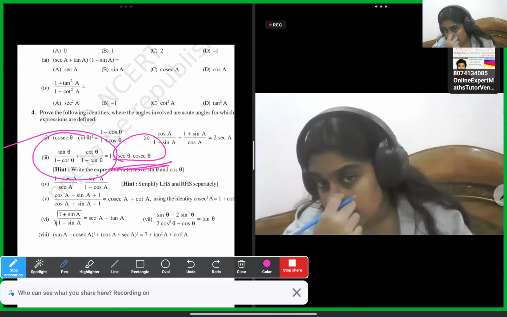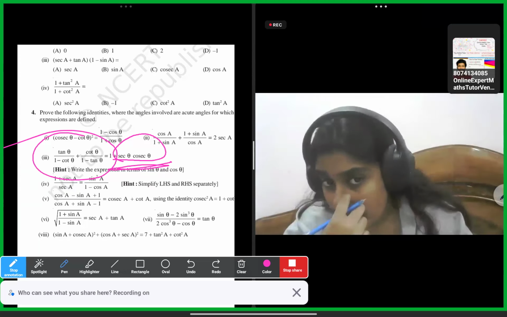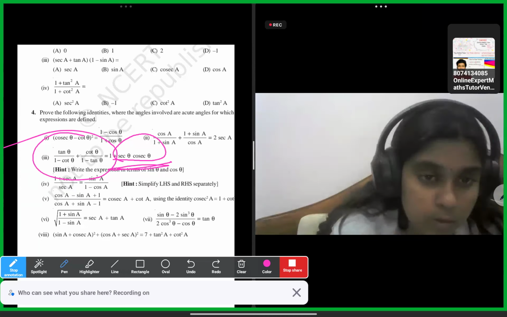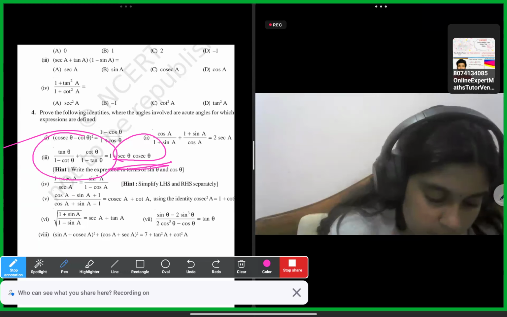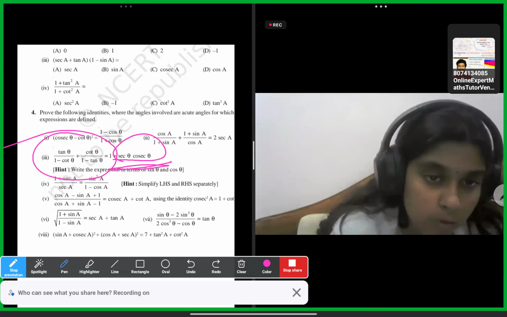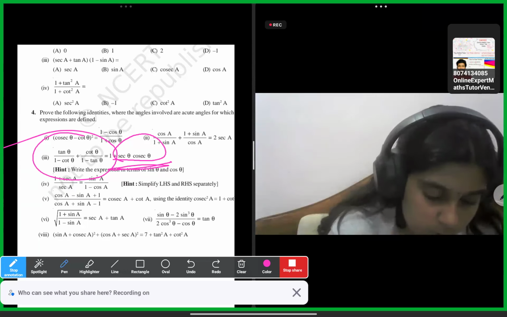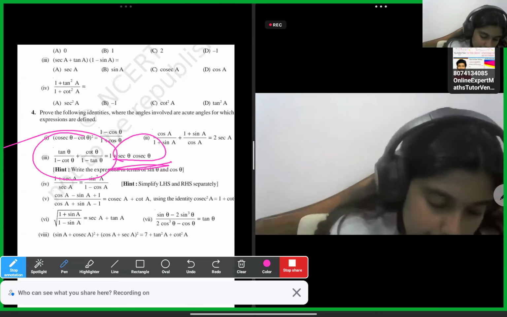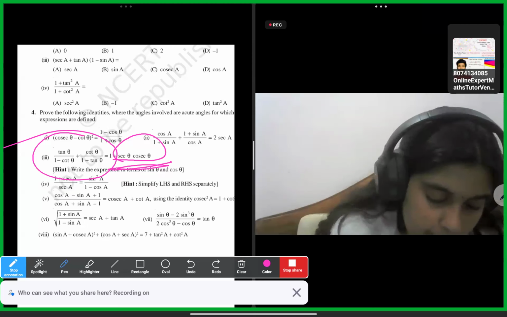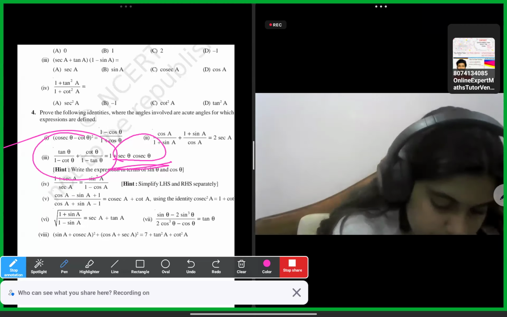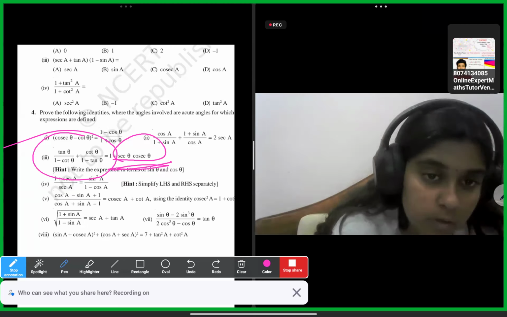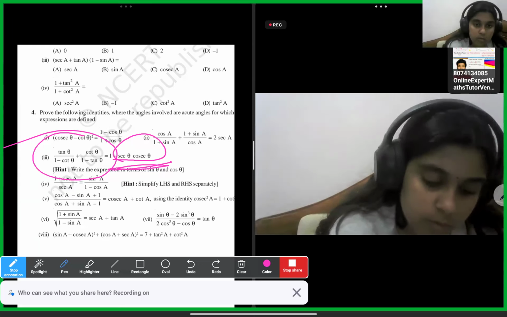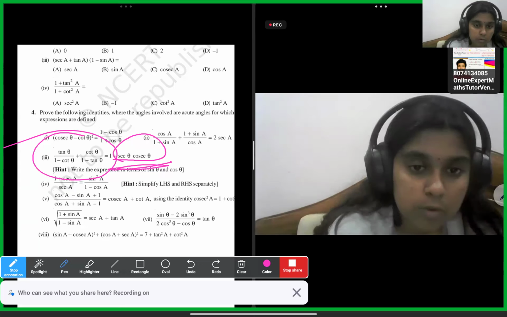Consider the LHS. We'll not write tan and cot directly in terms of secant and cosecant. We can even write like that, but it will have us remember some extra things which will confuse us. So since we already know tan is sine by cos and cot is cos by sine, we'll replace them like that. Then we'll simplify it.